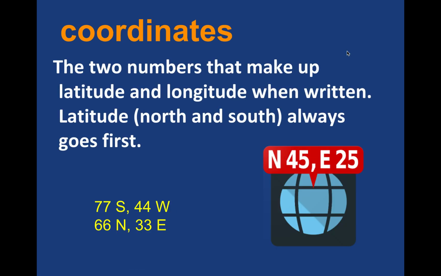When we write latitude and longitude, we use two numbers, and those numbers are called coordinates. When writing our coordinates, the north and south always come first. So if I'm writing 77 degrees south, 44 west, it would be my south first. But this is my address for latitude and longitude. It tells me exactly where something is on Earth.